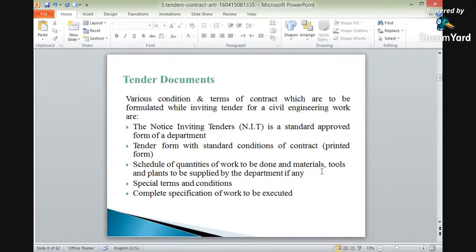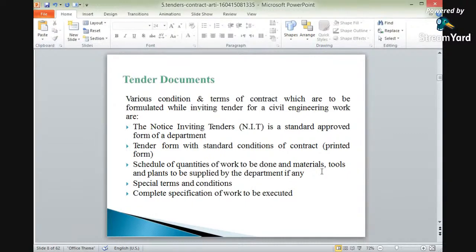Next is what are tender documents. Various conditions and terms of contracts are to be formulated while inviting tenders for civil engineering works. So here these are the documents required.